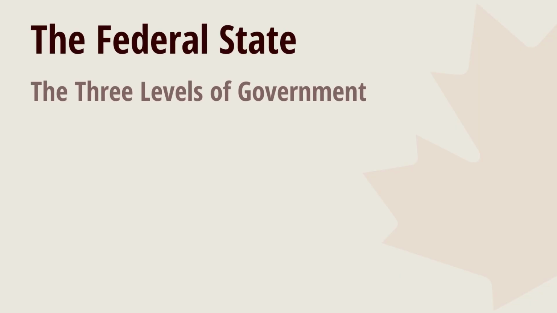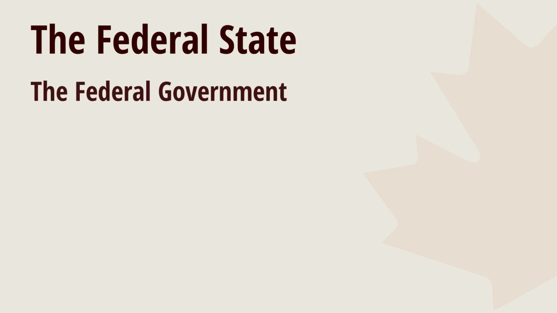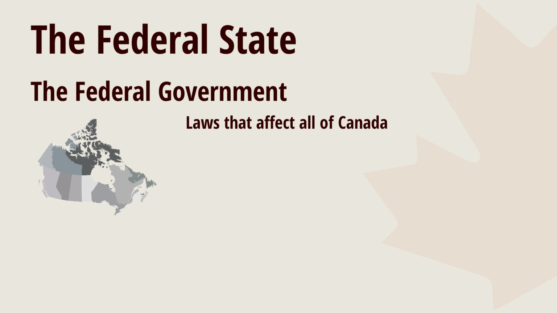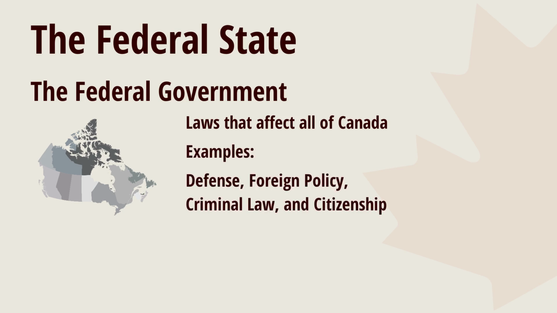Canada has 3 main levels of government. First, the federal level. This level of government deals with areas of law listed in the Constitution Act of 1867. These laws generally affect the whole country. Some examples are defense, foreign policy, criminal law, and citizenship.